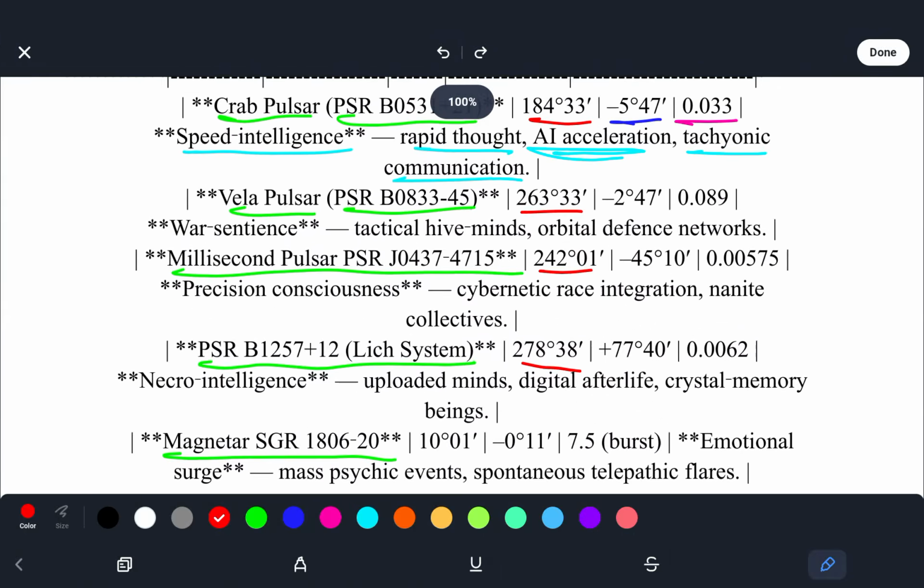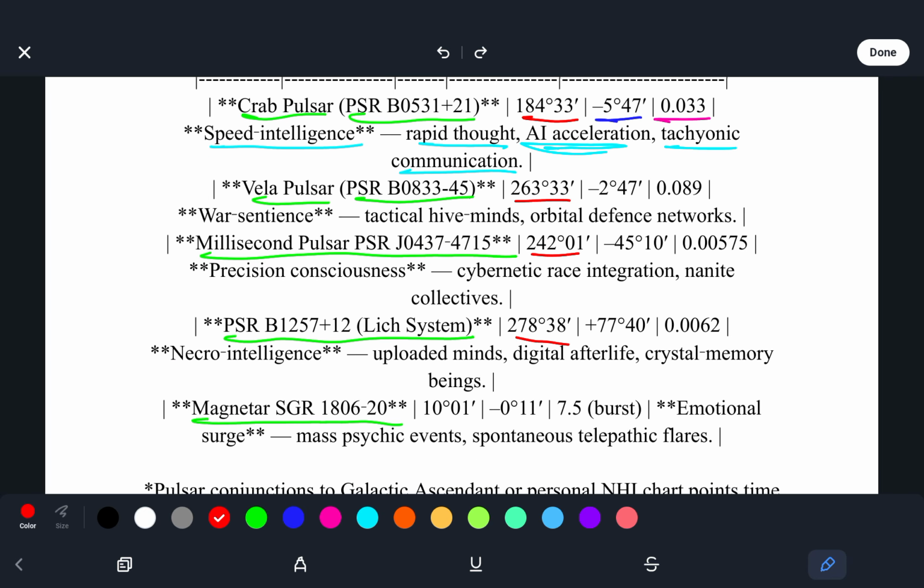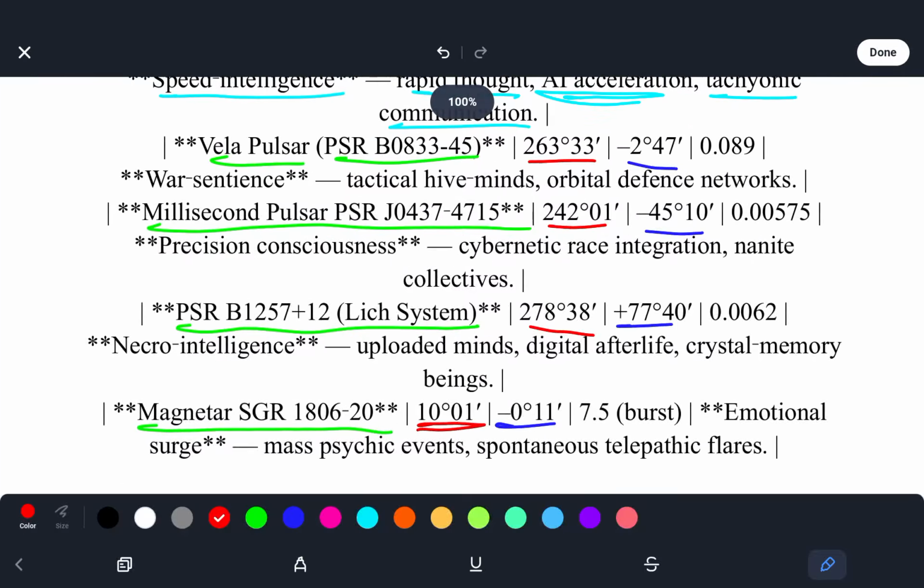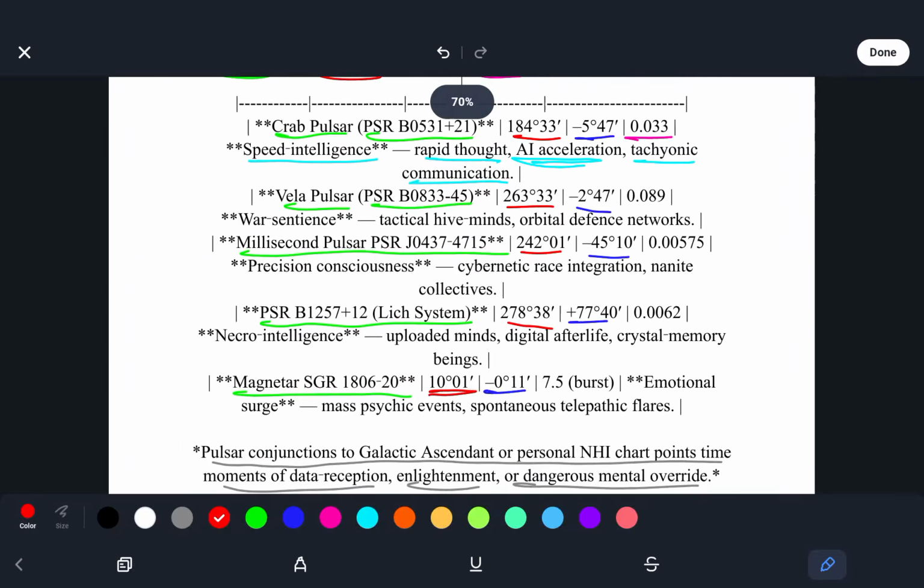Alright, for the B, we'll just go through all these step by step. For Vela Pulsar, it's negative 2 degrees 47. For millisecond pulsar PSR, negative 45 degrees 10. For the light system, positive 77 degrees 40, so not subtracting, not negative. For Magnetar SGR, I forgot to say that one, it's negative 0 degrees 11. I meant to underscore that it is 10 degrees 01 in regards to its galactic degrees.